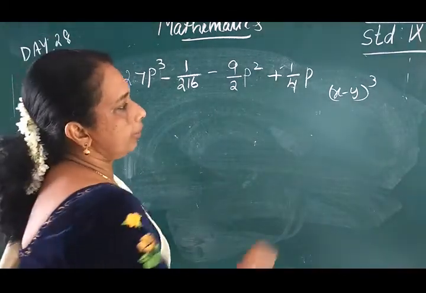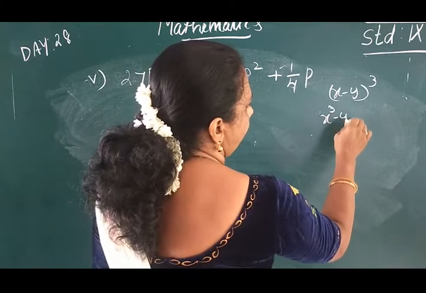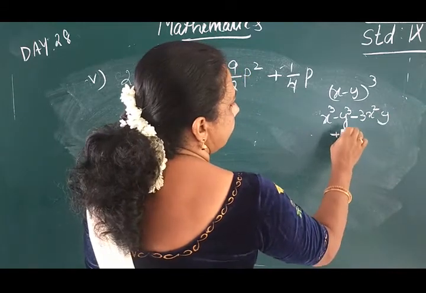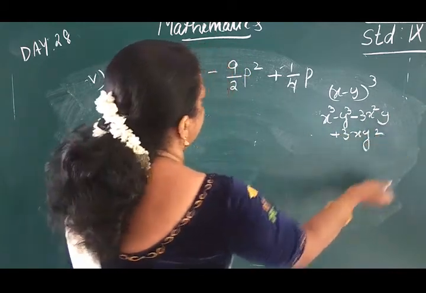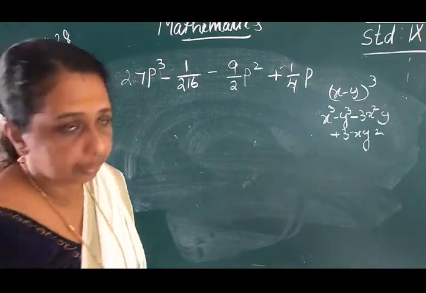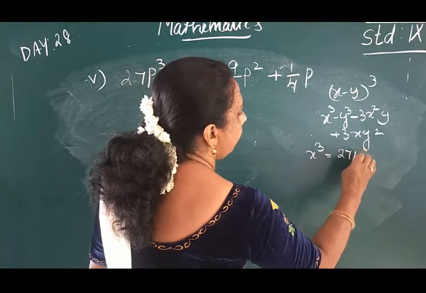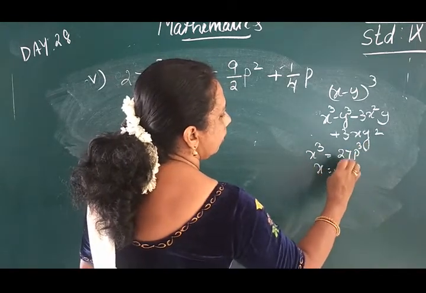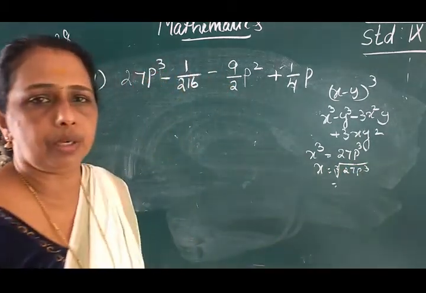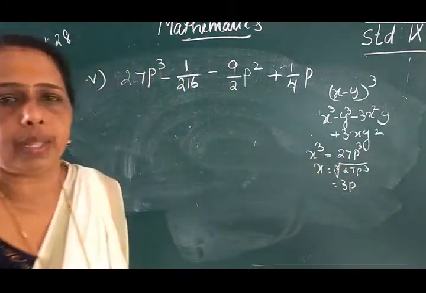X minus y the whole cube is x cube minus y cube minus 3x square y plus 3x y square. From that, we first have to find out what x and y are. What is x cube here? X cube is equal to 27 p cube. Then x is the cube root of 27 p cube. Cube root of 27, you know, is 3 into 3 into 3, 3 cube. So x is equal to 3p.